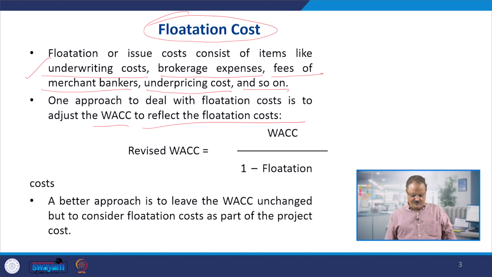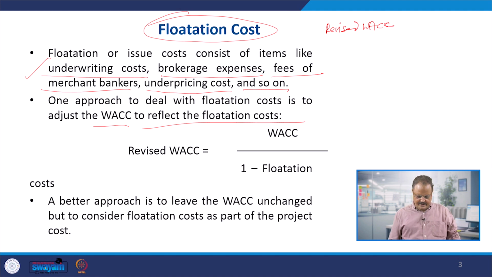For example, the WACC without the flotation cost is say 12%. But when you add the flotation cost into it, it becomes something like 12.6%. So that way you would say that I am adjusting the flotation cost with the weighted average cost of capital, and I am calculating the revised WACC. How can you do that? For example, we want to calculate the revised WACC.